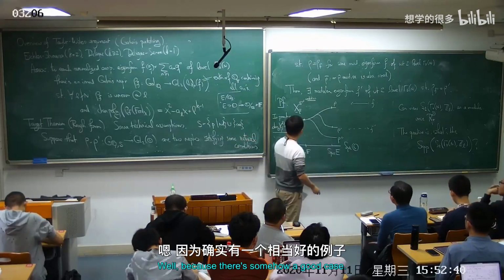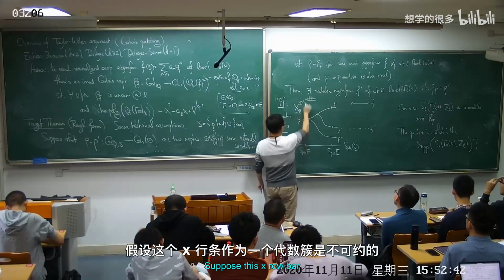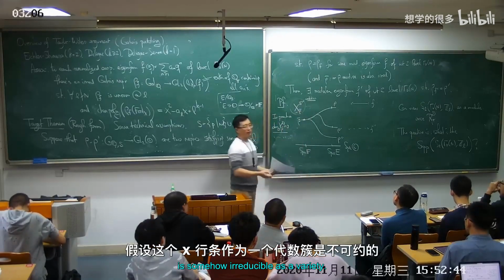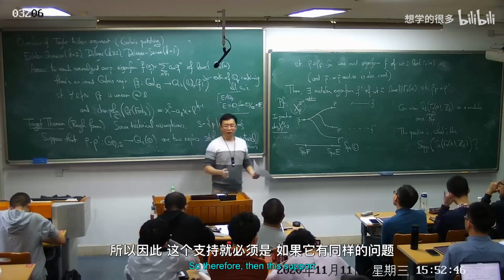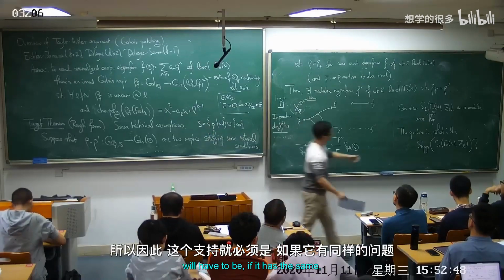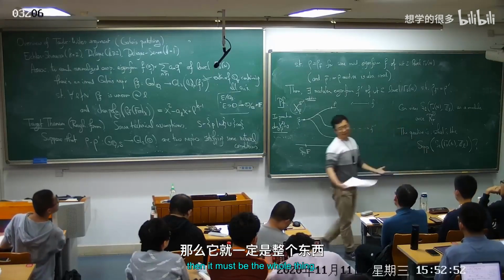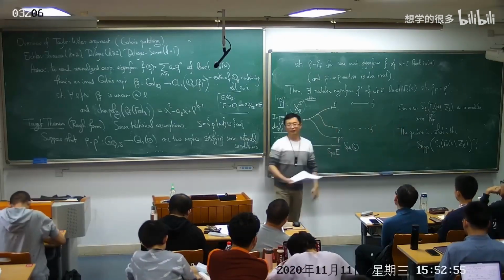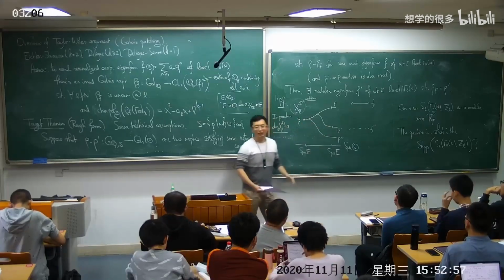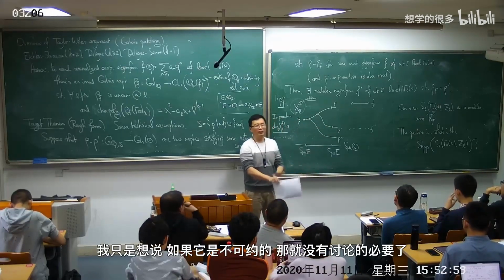Well, of course, there's a good case. Suppose that this X rho bar is irreducible as a variety. Then the support will have to be, if it has the correct dimension, the whole thing. Then every point will be covered. Of course, we see this is not irreducible. I'm just saying, if it were irreducible, then there's no discussion.